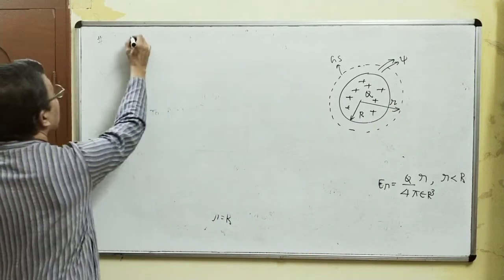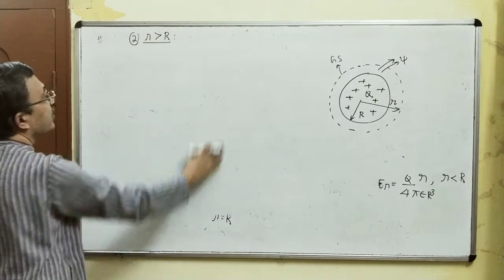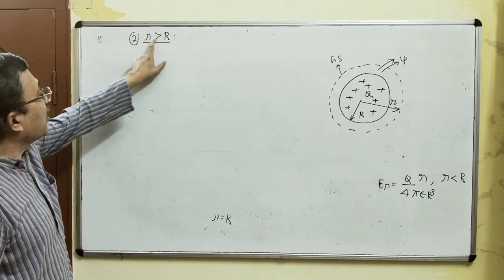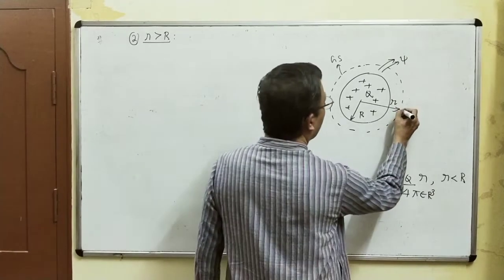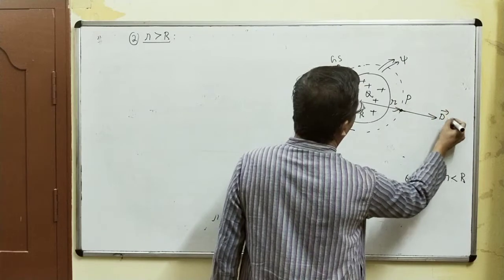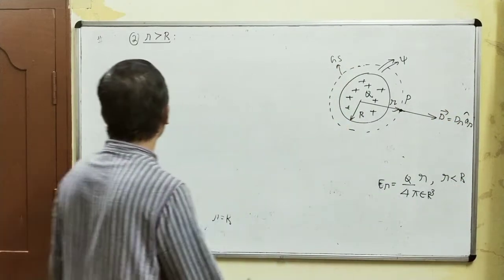So case 2, r greater than capital R. Even though it is greater than capital R, I will put small r equal to capital R also and see what happens. This is the point of interest. Vector D is directed radially outward. Vector D is equal to Dr into ar cap.